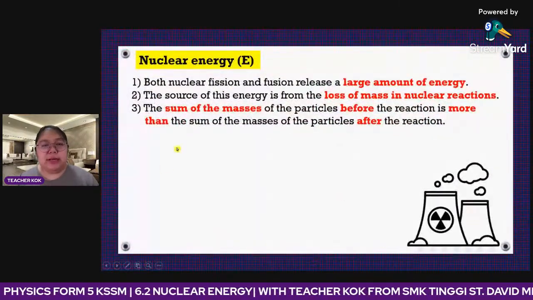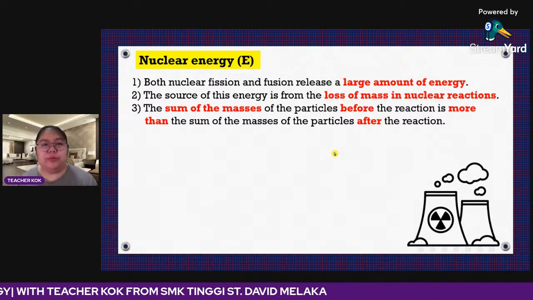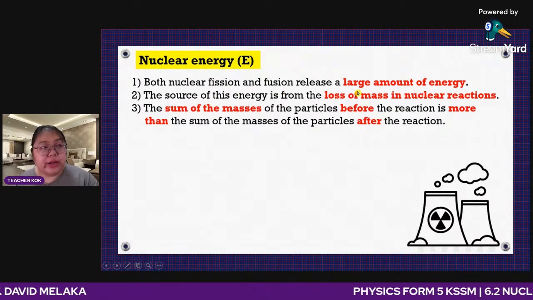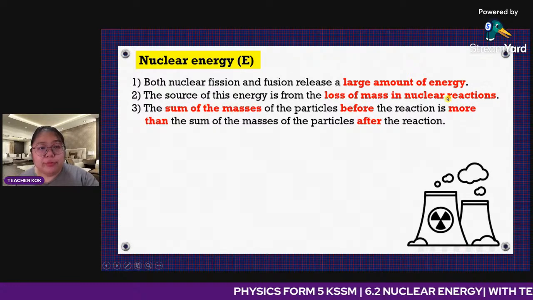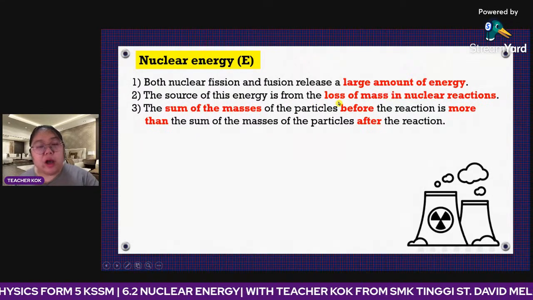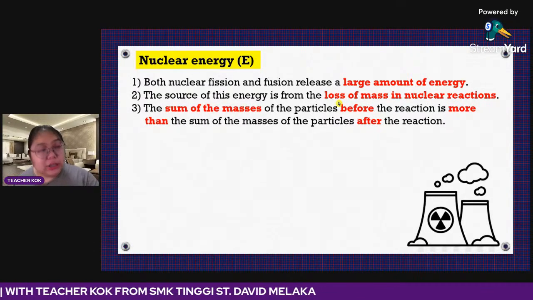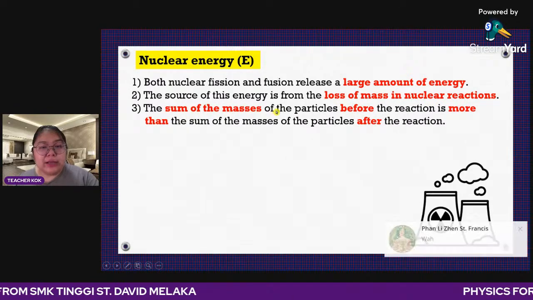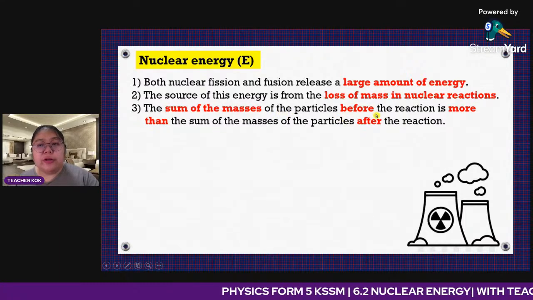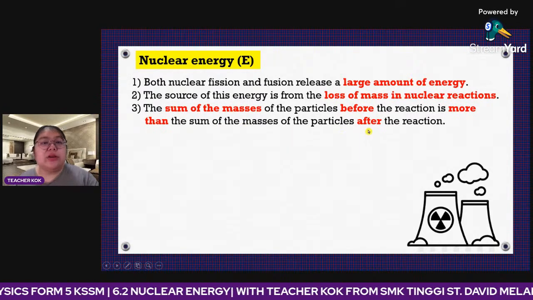Now we go and see the nuclear energy. Just now it was mass, now it's energy. Both nuclear fission and fusion release a large amount of energy. Where does this energy come from? From the loss of mass. Because of the loss of mass, energy is produced. The sum of the masses of the particles before the reaction is more than the sum of the masses of the particles after the reaction.